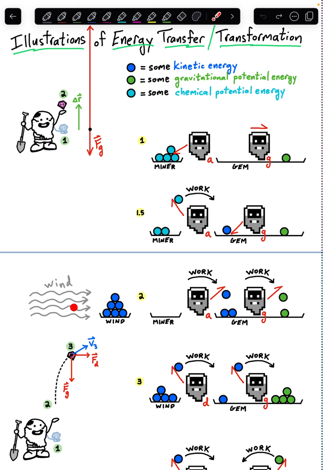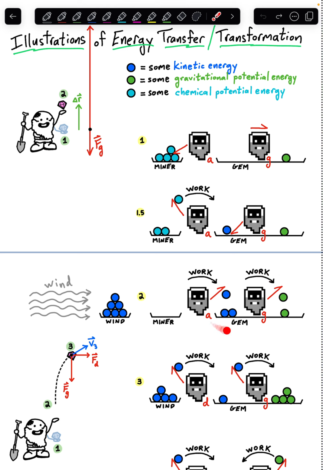The motion of the wind means the wind itself, which has mass and is moving, and therefore has kinetic energy. The wind's kinetic energy gets added to the scenario. By this point, the miner's chemical potential energy in his muscles has all been transformed into kinetic energy here via the work done by the applied force. The force of gravity has already taken some of that kinetic energy and transformed it into gravitational potential energy via the work done by gravity.